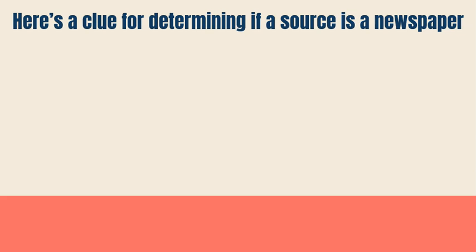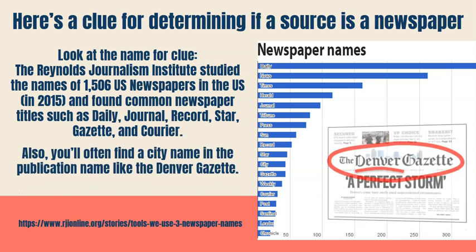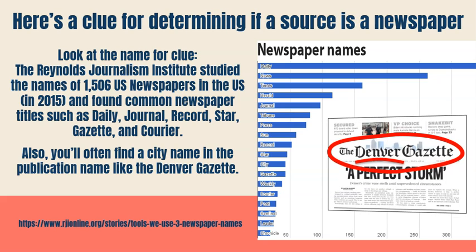Here's a clue for determining if a source is a newspaper. Look at the name for any clues. The Reynolds Journalism Institute studied the names of 1,506 U.S. newspapers in 2015 and found common newspaper titles such as Daily, Journal, Record, Star, Gazette, and Courier. You'll see other names listed in the image on the screen. Also, you'll often find a city name in the publication, like the Denver Gazette.